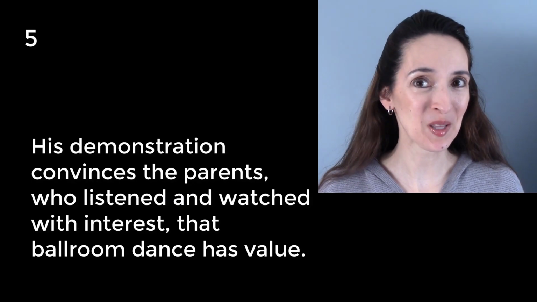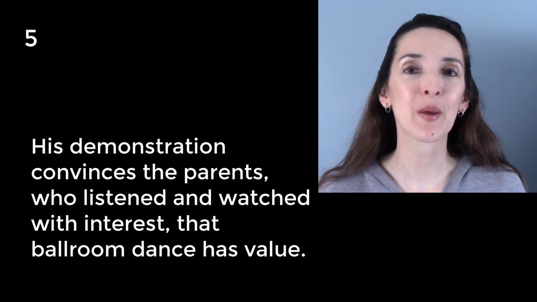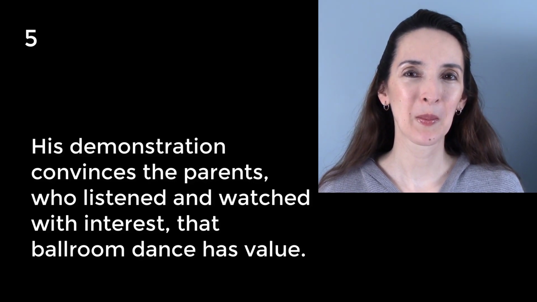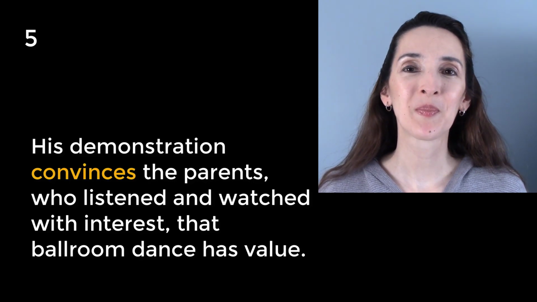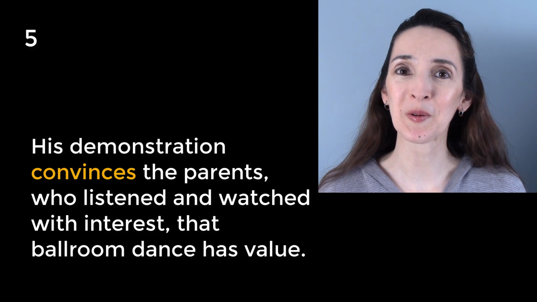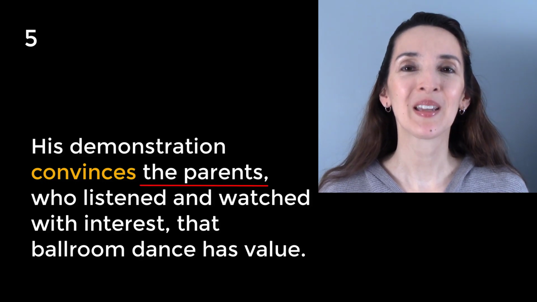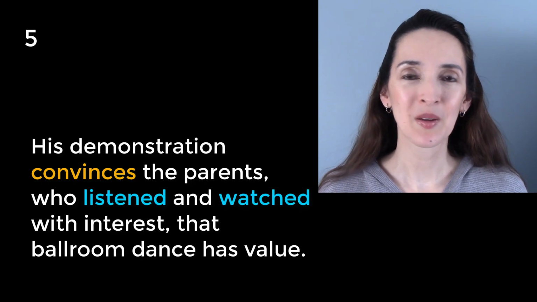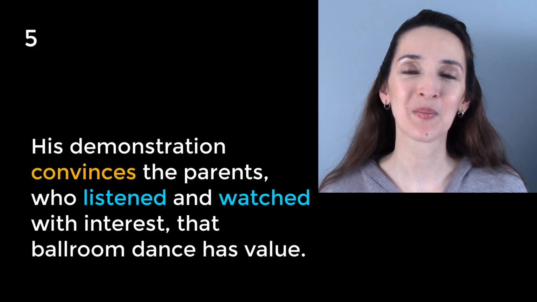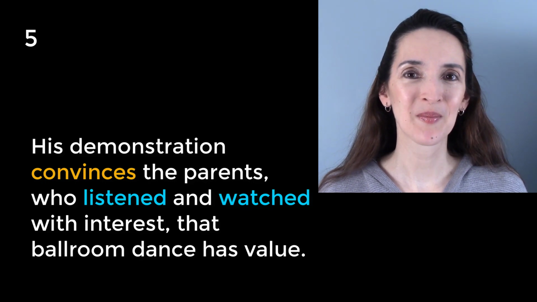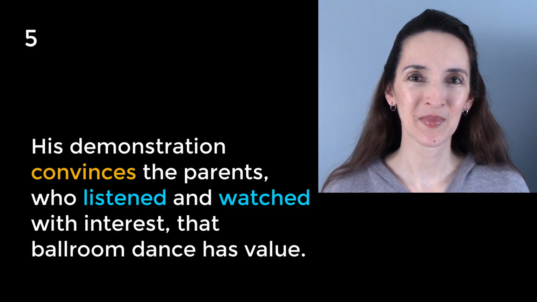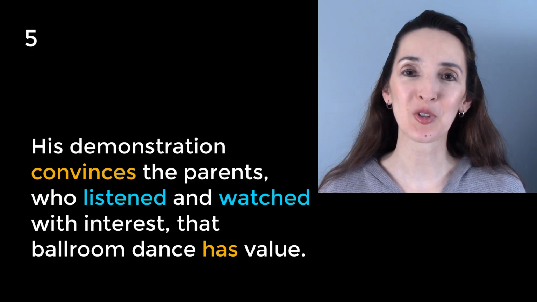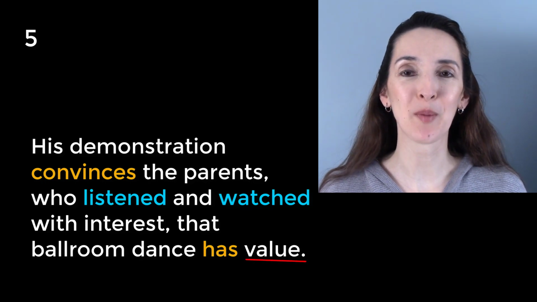His demonstration convinces the parents, who listened and watched with interest, that ballroom dance has value. The first verb, convinces. Convinces who? There's the object. It's transitive. Next 2 verbs. Listened, watched. Any objects? No direct objects. These are intransitive verbs. And the last verb, has. Transitive or intransitive? Transitive. There's the object.